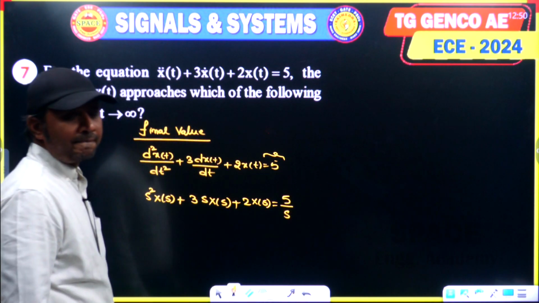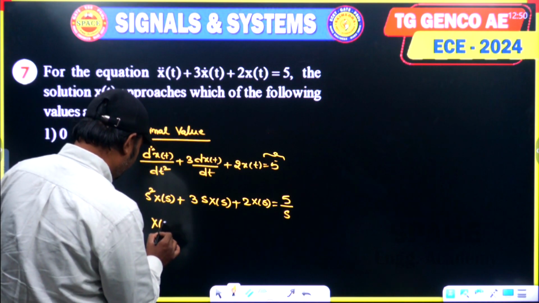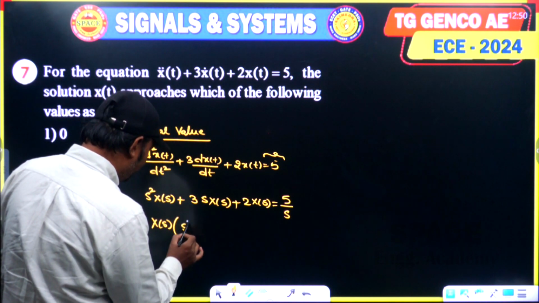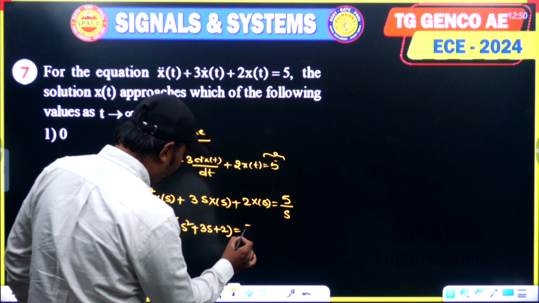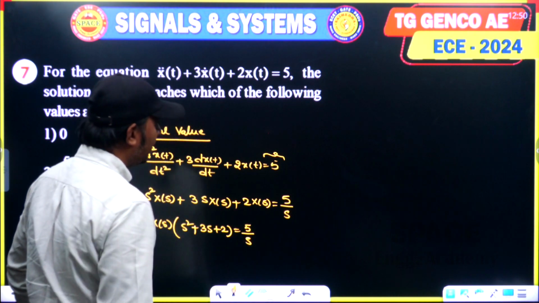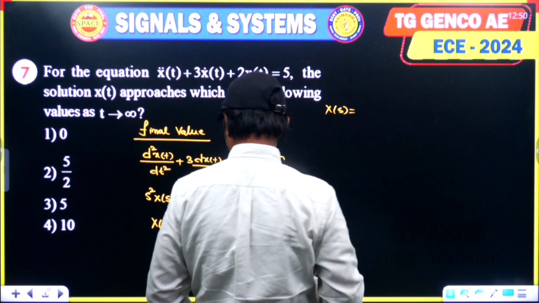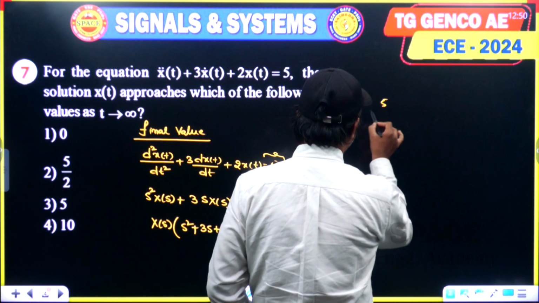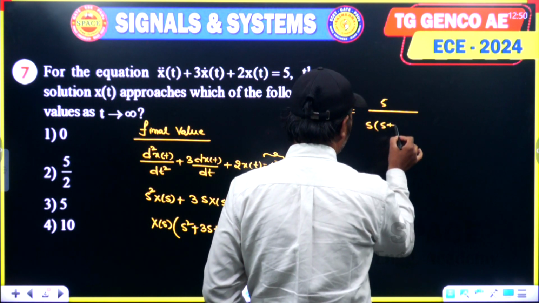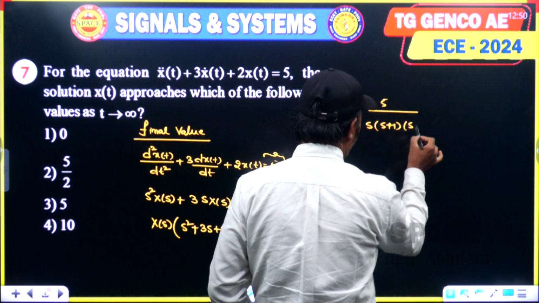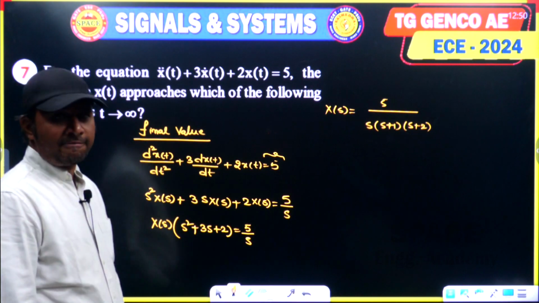Phi by s. Okay. Now, taking X of s common, s square plus 3s plus 2 is equal to phi by s, or if I try to get X of s, this is phi by, I can write this as s into (s plus 1) into (s plus 2), right, fine.